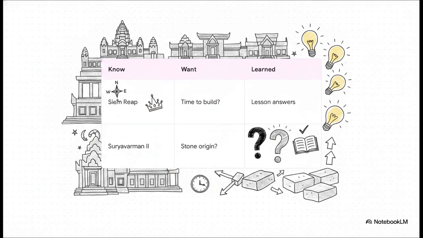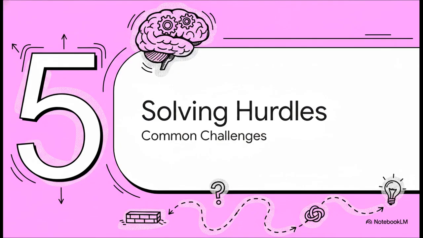Now, during your lesson, they aren't just sitting there passively absorbing a lecture. They are learning with purpose. They're actively hunting for those specific answers. And finally, at the end of the hour, under L, they write down the exact answers they got from you. It's literally tracking their intellectual growth in real time. Of course, teaching is never perfect, right? So let's hit Section 5, solving common KWL hurdles.